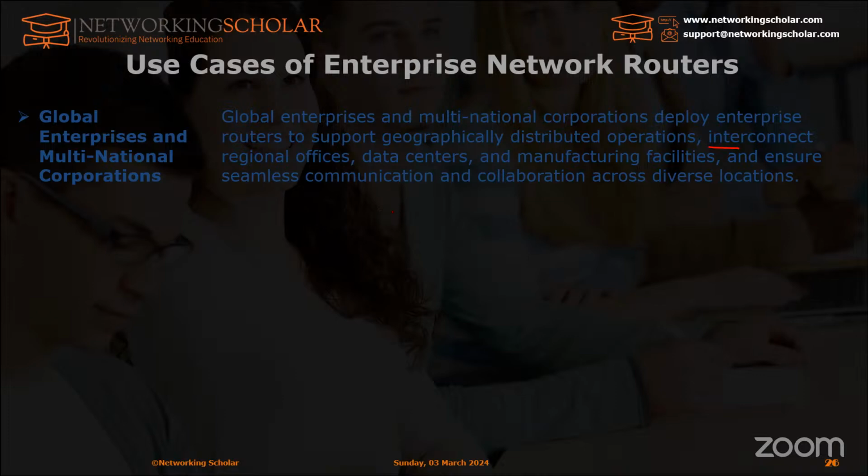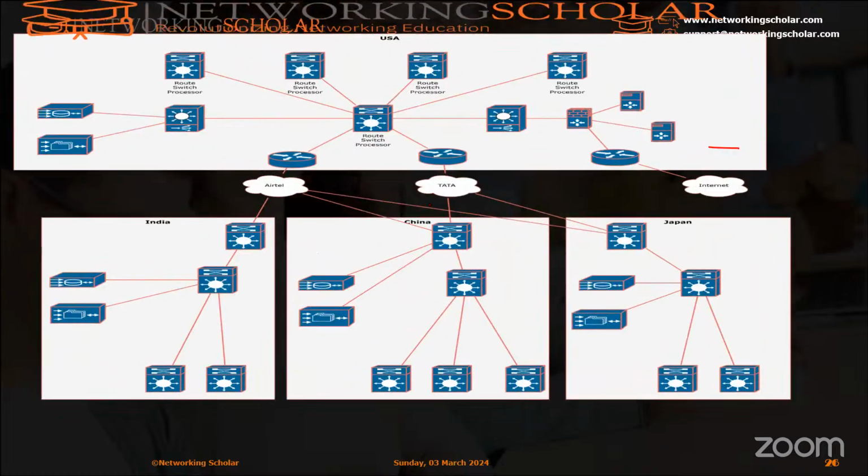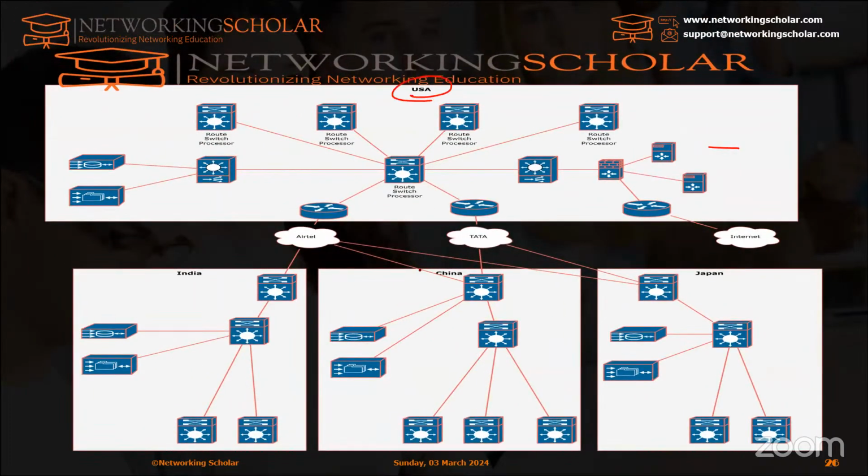Either it is gaming services, online streaming, and multiple things. Let me show you the diagram of how it looks. Suppose this is a USA-based system, this is China, this is India, and this is Japan. Everything is connected. Between India and USA, we are using Airtel as a tier 1 ISP. And between USA and China, we are using Tata. There are multiple things, okay? And Airtel is providing services to India, China, as well as Japan.